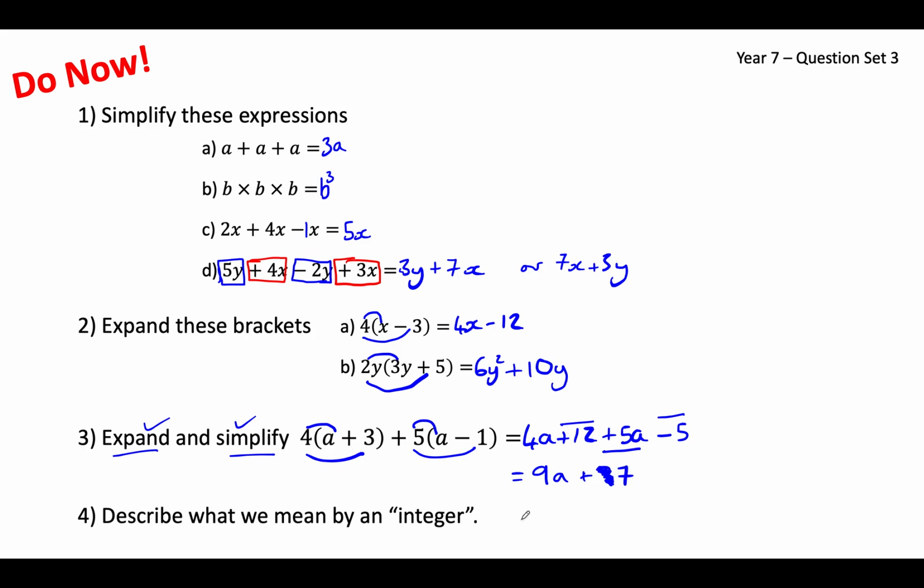Describe what we mean by an integer. We can do this in 3 words. A whole number. So, for example, 1, 2, 3, 4, 5, 6, 7, 8, 9, 10, 11, 12, etc. Or even minus 1, minus 2, minus 3, minus 20, minus 100. If it's a whole number, whether it's positive or negative, it is an integer, not an integer or integer. An integer, we say that as.